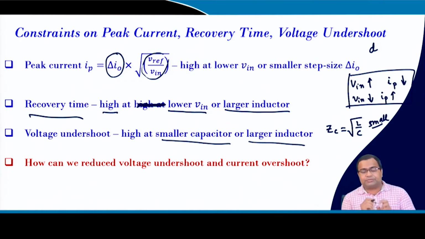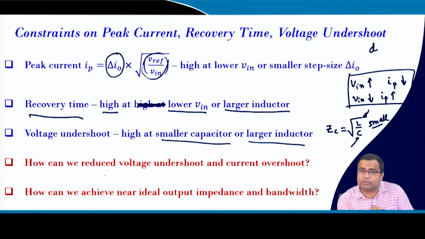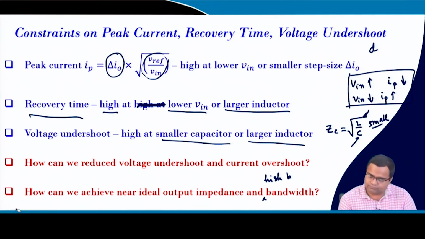But how can we reduce voltage undershoot and current overshoot even for a given inductor and capacitor value? Because we cannot increase the capacitor value significantly, because there is a penalty in the power density. We cannot decrease the inductor value significantly, because there is a penalty in terms of RMS current, the losses. So, can we achieve a near ideal voltage regulator, with very low output impedance and a very high bandwidth? That means almost ideal output impedance and bandwidth.